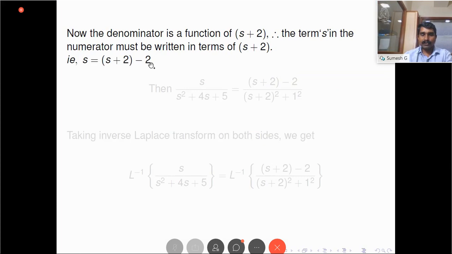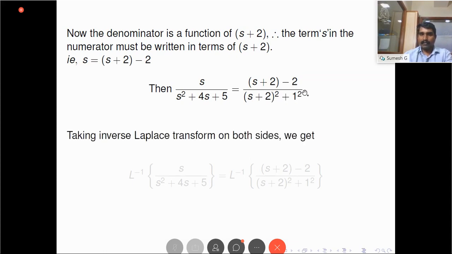s can be written as s plus 2 minus 2. Then s divided by s square plus 4s plus 5 becomes s plus 2 minus 2, all divided by (s plus 2) whole square plus 1 square. Now we can find the inverse. Taking inverse on both sides, we obtain the inverse Laplace transform of s by s square plus 4s plus 5 equal to the inverse of (s plus 2 minus 2) all divided by (s plus 2) whole square plus 1 square.